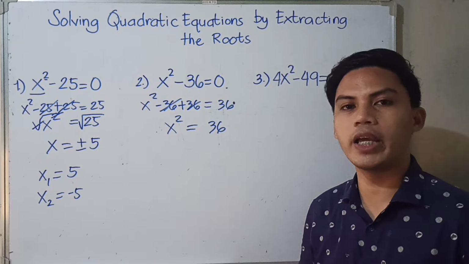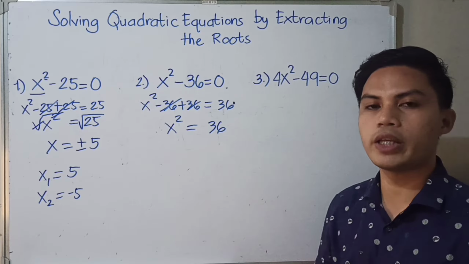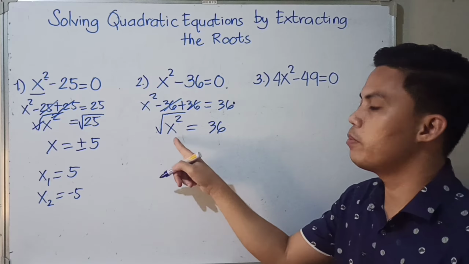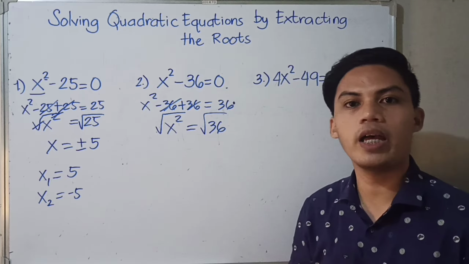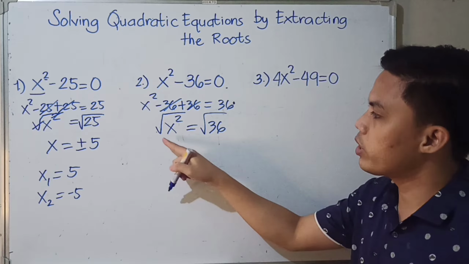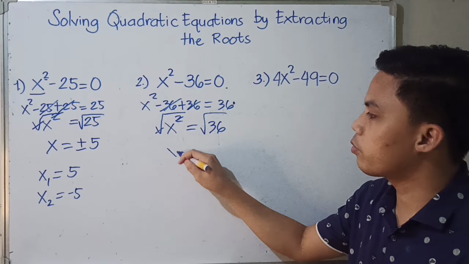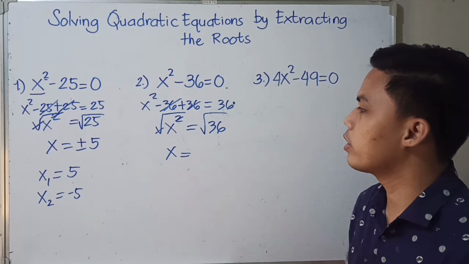So the next step again is to get the square root of the two terms sa both sides ng equation. So, kukunin natin yung square root ng term sa left side. Kukunin din natin yung square root ng term na nasa right side. Okay, so what's the square root of x squared? This will be cancelled out. So, ang square root ng x squared is x equals.